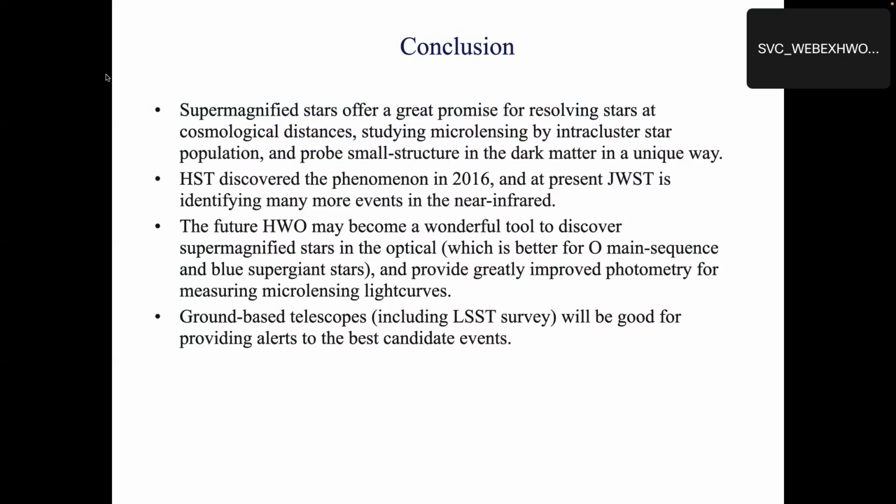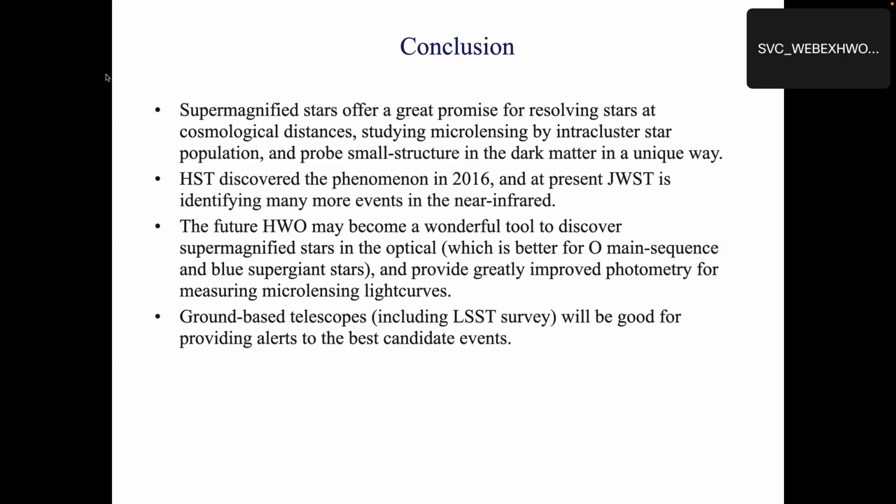You would also see main sequence stars because you can see at more blue wavelengths, blue supergiant stars. And because of the great angular resolution, a high resolution imaging camera for this would be great with very small pixels that take advantage of the diffraction limit and so on, right, for these very faint objects. This would provide greatly improved photometry for measuring such light curve when there is a bright event like that.